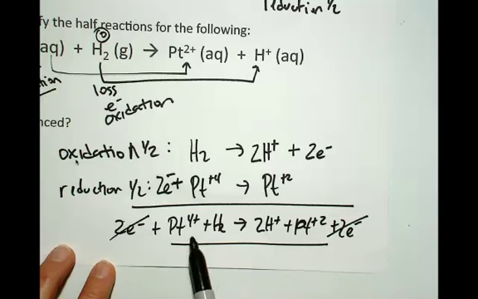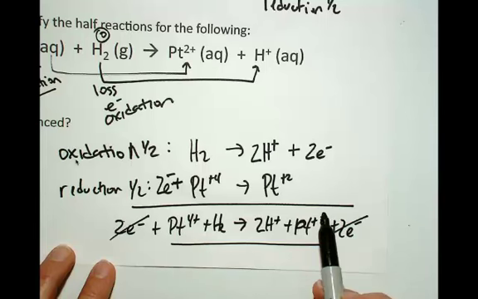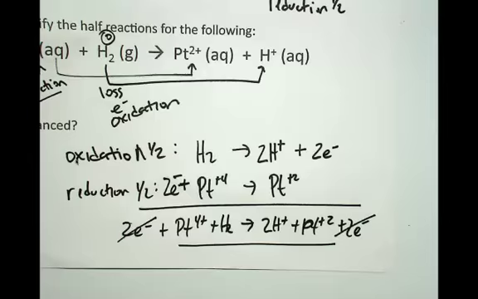On the left-hand side, the total charge is +4, and on the right-hand side, the total charge is +2. Okay, so that's another skill, so you're not thrown when you see half reactions later on as we move along.